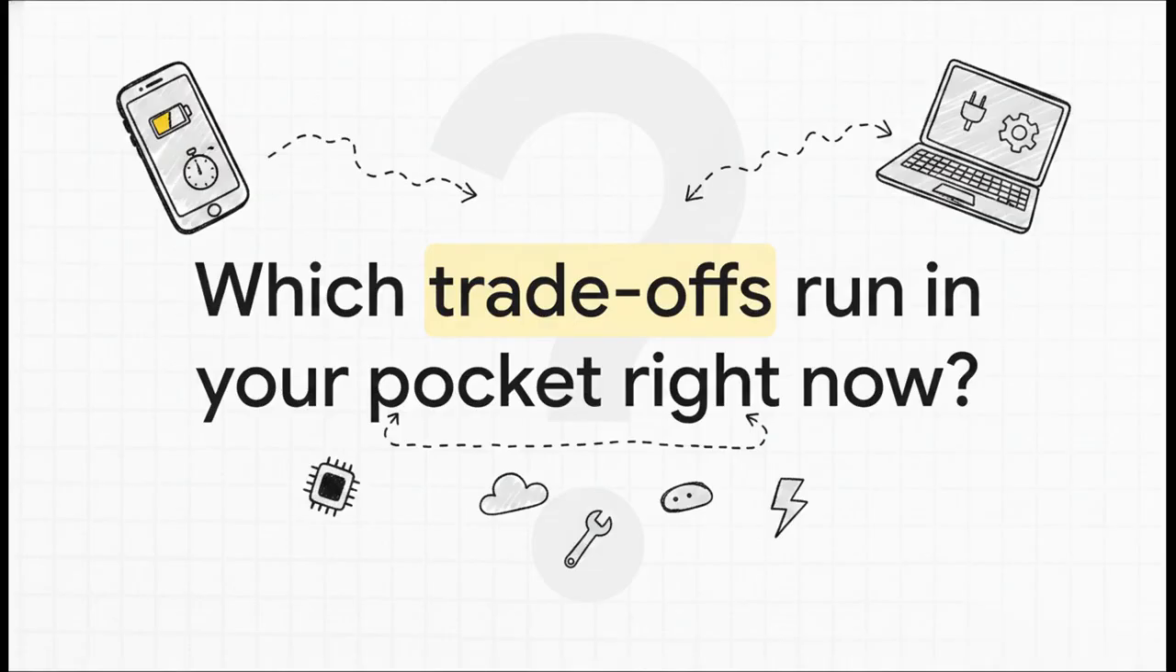So, I want to leave you with this. Take a second and think about the smartphone sitting next to you right now, or the computer you're watching this explainer on. Which specific trade-offs are running in your pocket today? What peak performance did your device secretly sacrifice just to save you an extra hour of battery life?